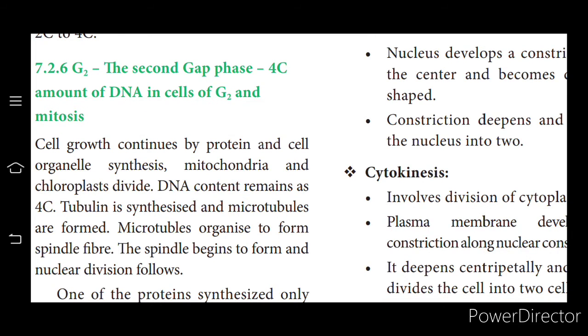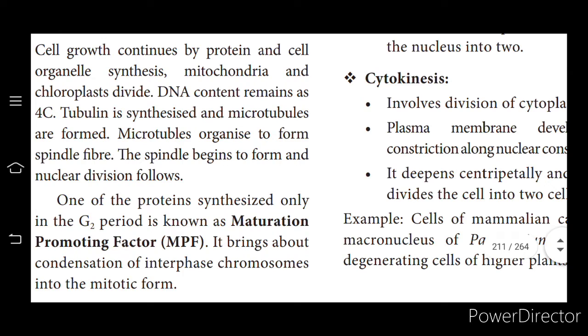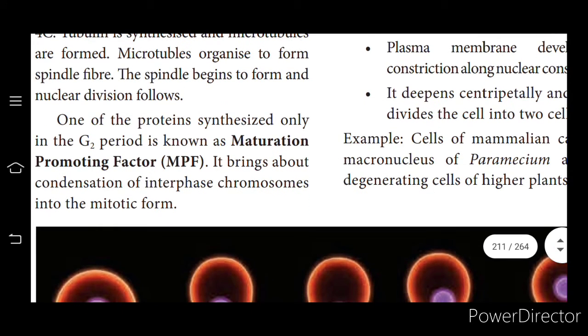G2 phase is the second gap phase. Cell growth continues by protein and cell organelles. So the DNA content remains 4C. Tubulin is synthesized and then microtubules are formed. They organize to form the spindle fiber. The spindle begins to form and nuclear division follows.